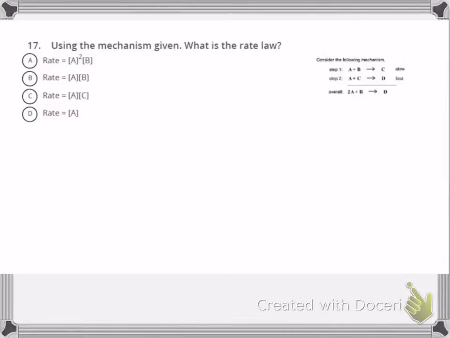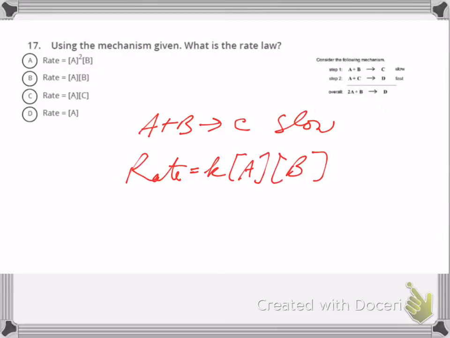Question 17, we have a two-step mechanism, slow and fast. That means step 1 is slow, meaning that the reactants are going to be part of the rate law. We can write the rate law straightforwardly. Rate is going to be k times A times B. It's not going to be A squared times B because it's not the overall reaction. It is the molecularity of the slow step. Slow step is A times B.